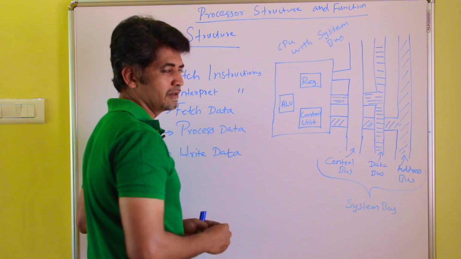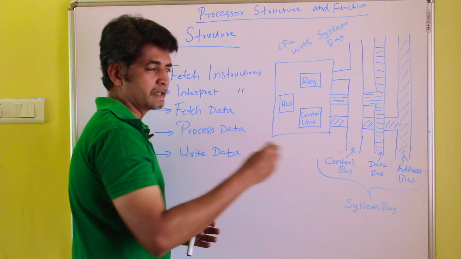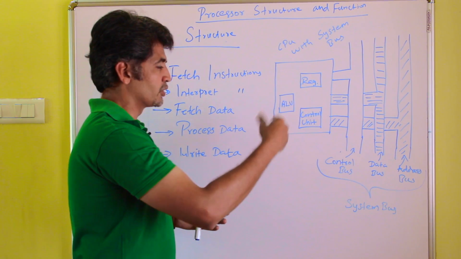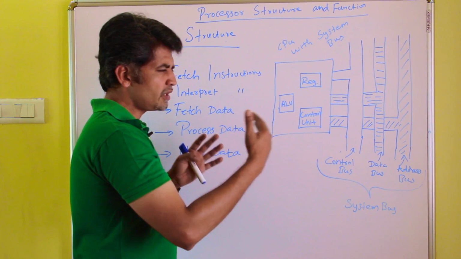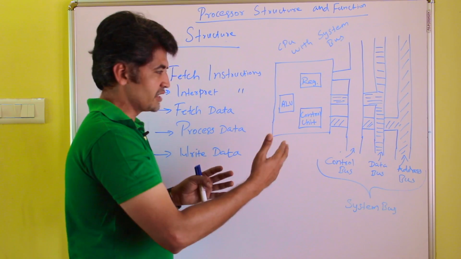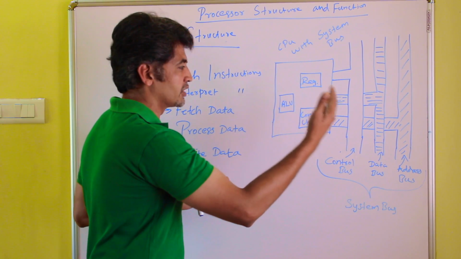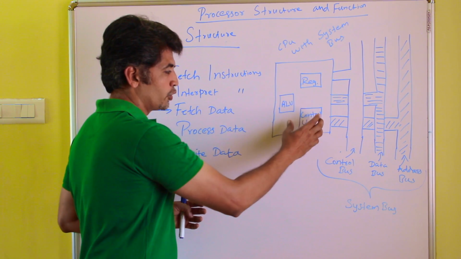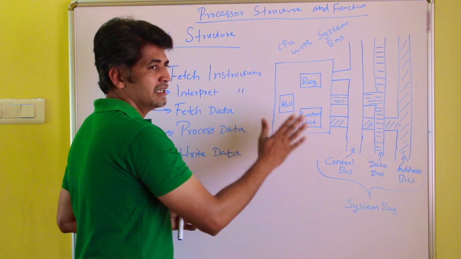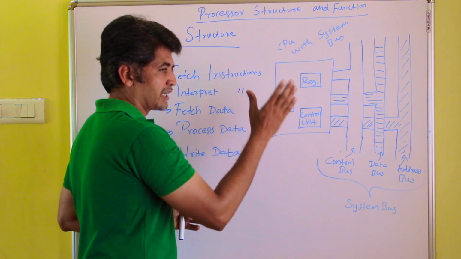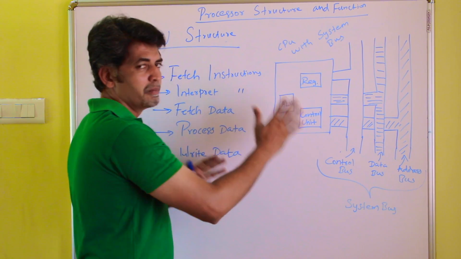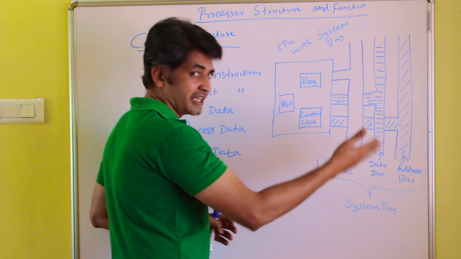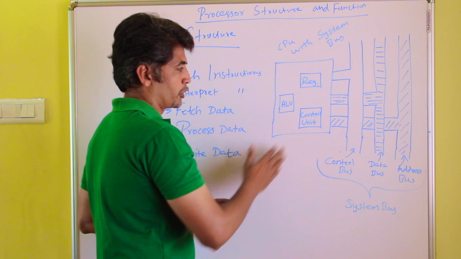Then the control unit. When an operation needs to be carried out, for example when the data needs to be transferred to the register, and after completing the process, when the data needs to be transferred back to the memory, all these things will be carried out by the control unit. So the control unit controls the basic functionality of the processor or the CPU.